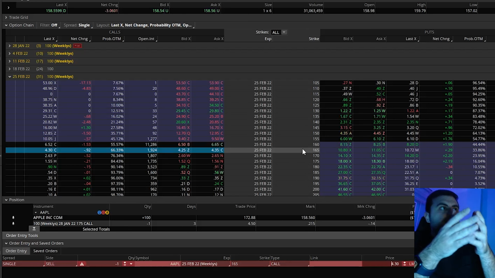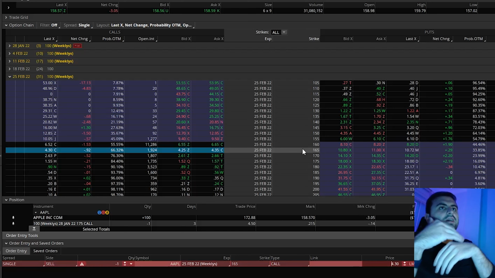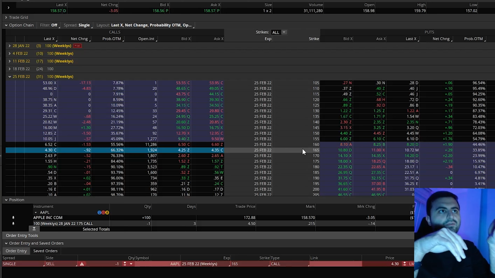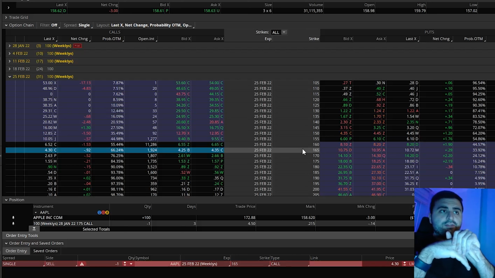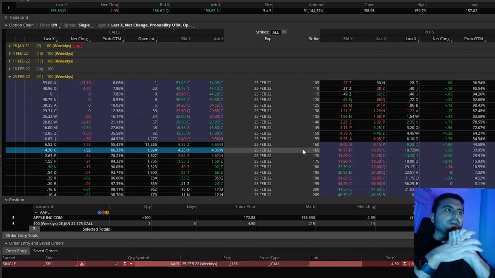Which means that if Apple falls below the $150 level, you will be at a net loss of $800, but you have received $425. It's so sweet, right? It seems like easy money. Trust me, it is. What is the worst scenario here?